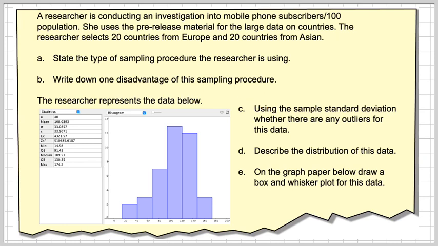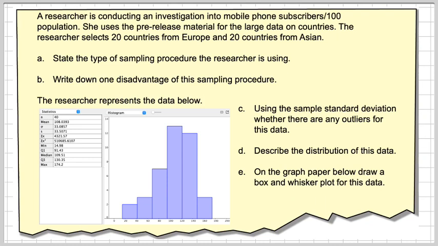The researcher represents this data here, so we've got all the data statistics, and we've got a histogram here. Using the sample standard deviation, determine whether there are any outliers for this data, and describe the distribution of this data, and on the graph paper, draw a box and whisker plot for this data.